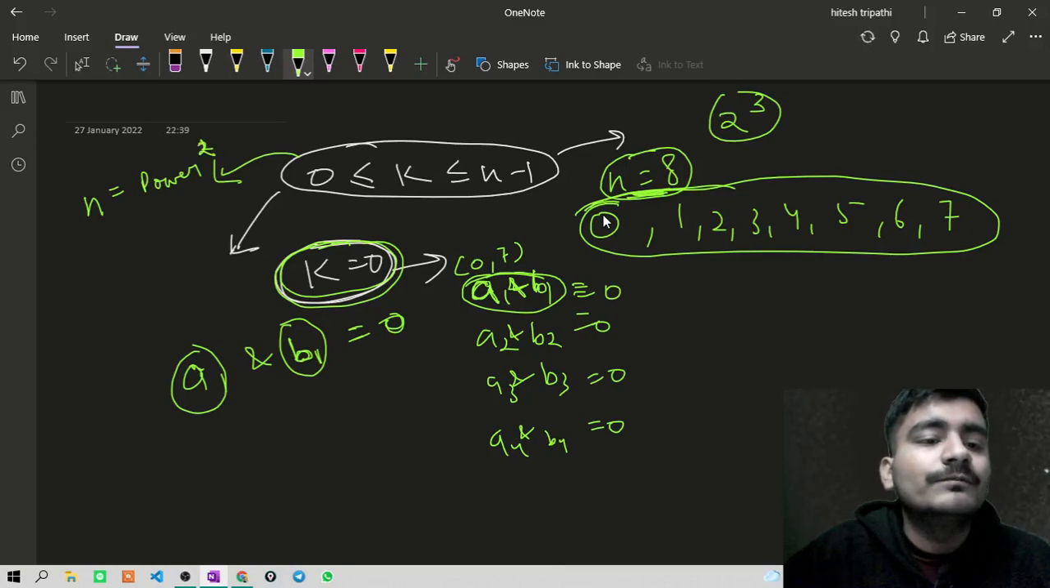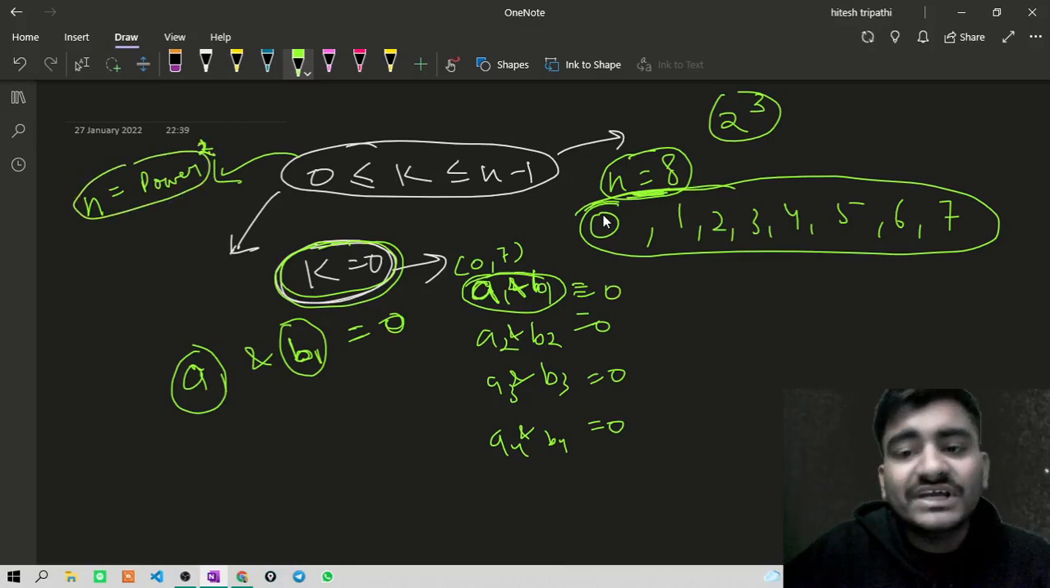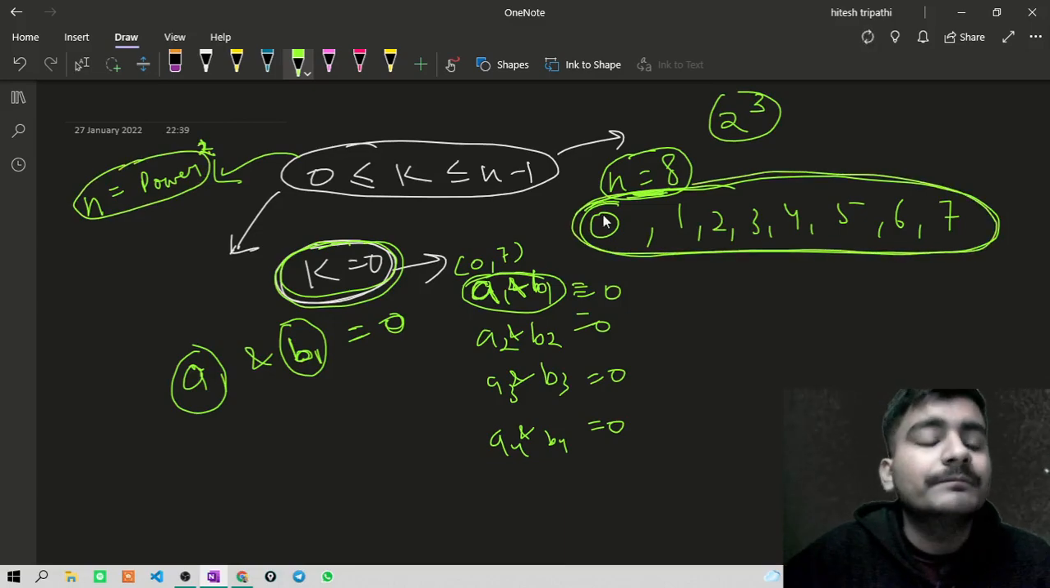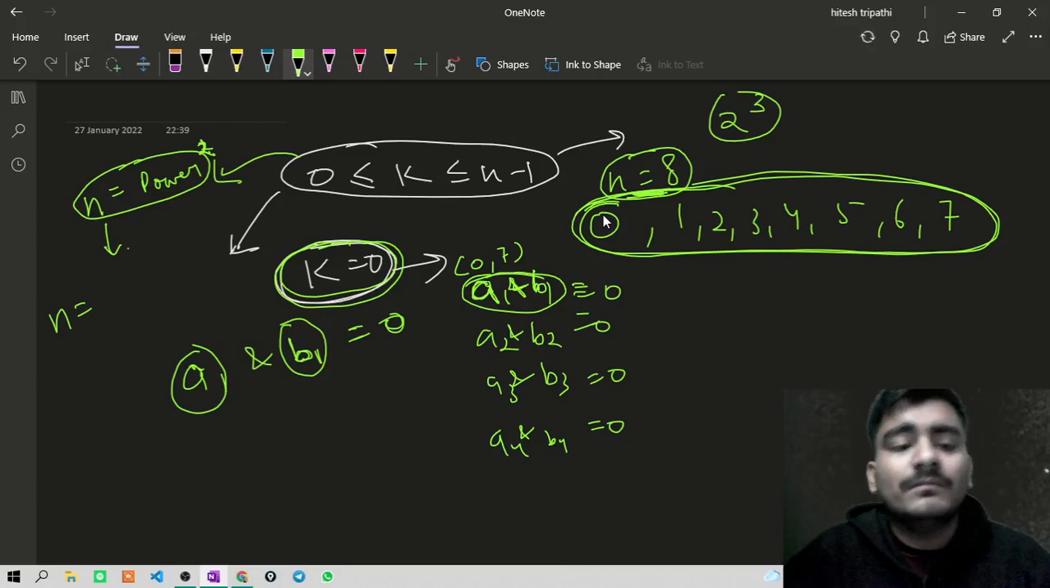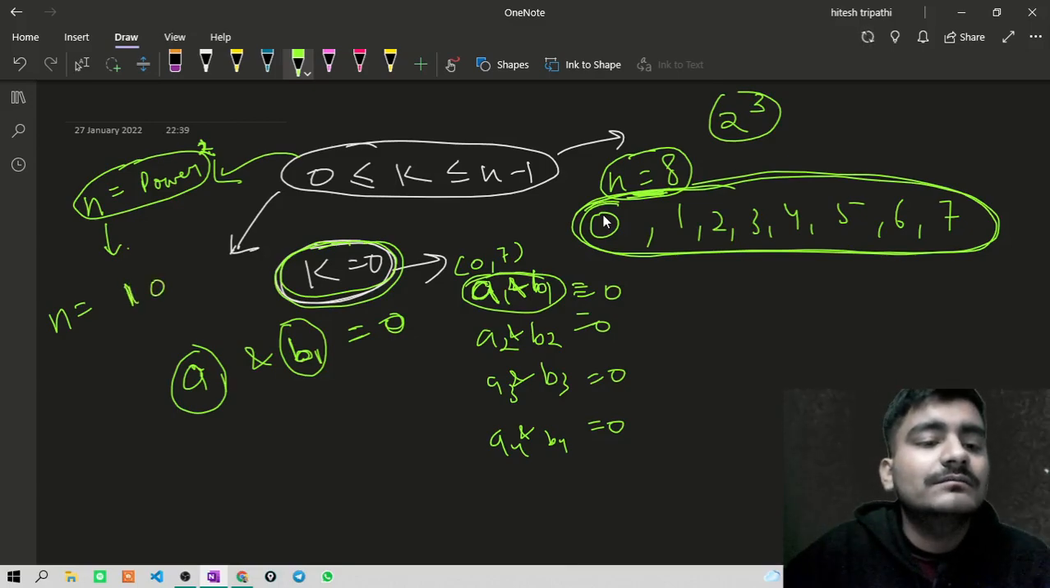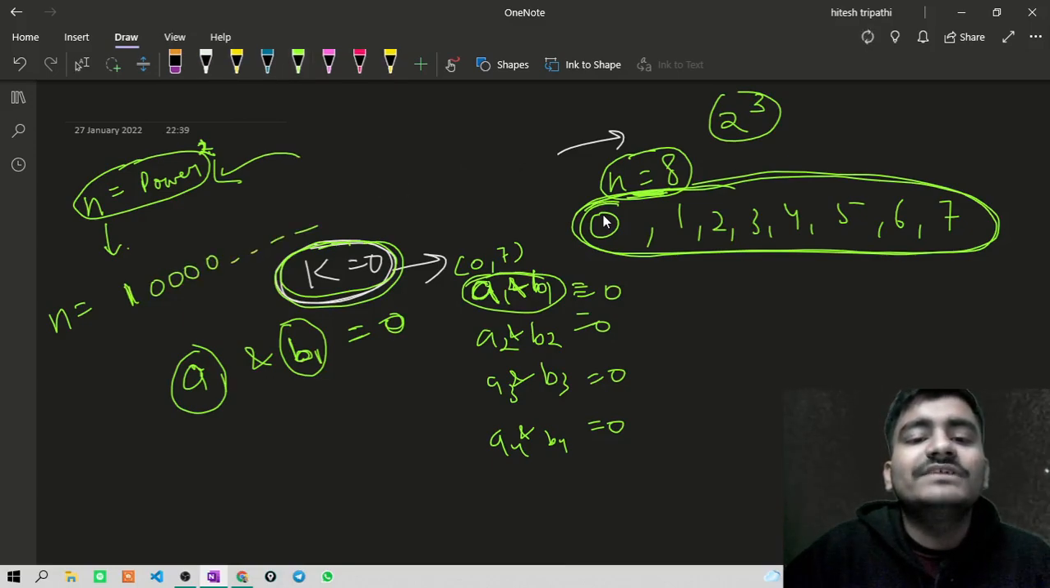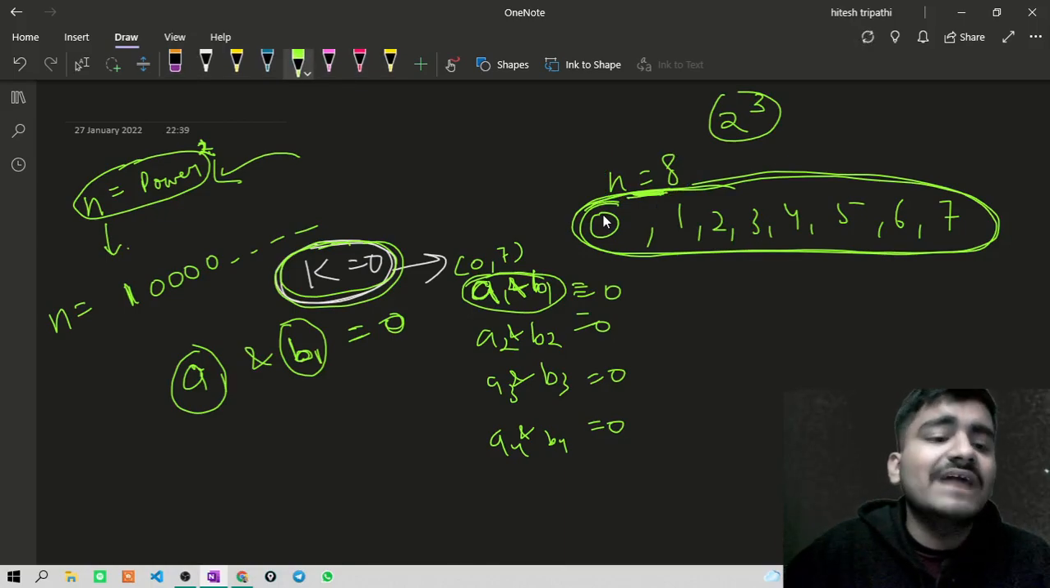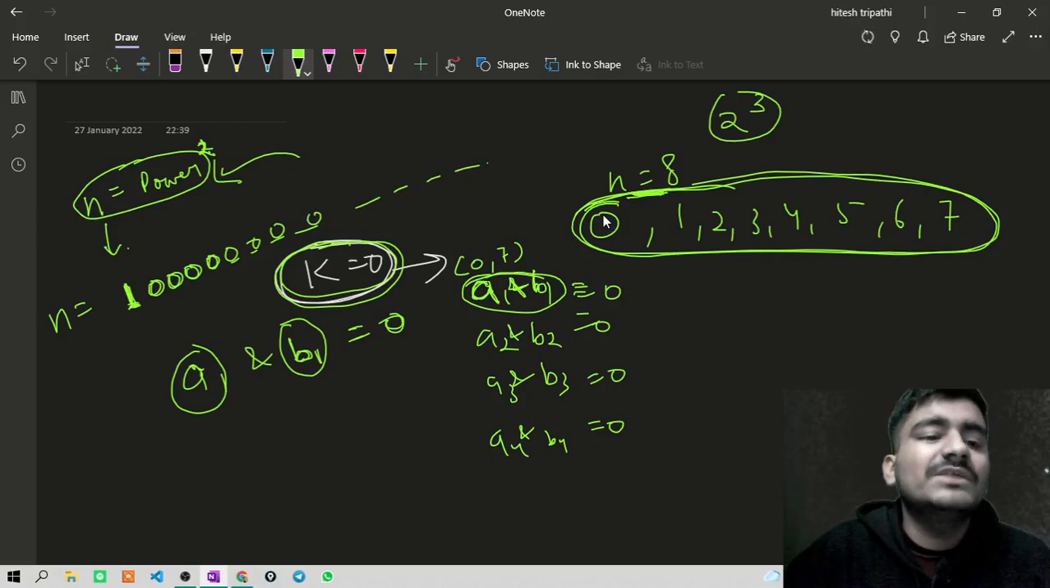n is a power of 2, and right now n is the biggest number we have among all the numbers. So when some number is a power of 2, I can simply express that number in binary format as this. When some number is a power of 2, it simply means that in its binary representation it will have one set bit and all other bits to its right will be 0. So this is the meaning of power of 2.